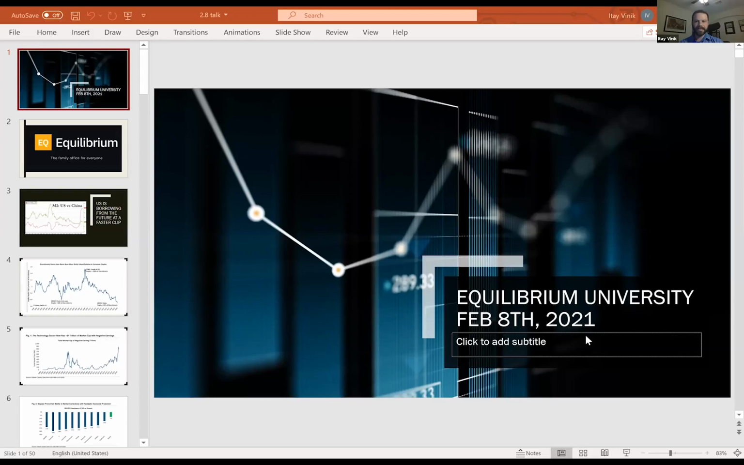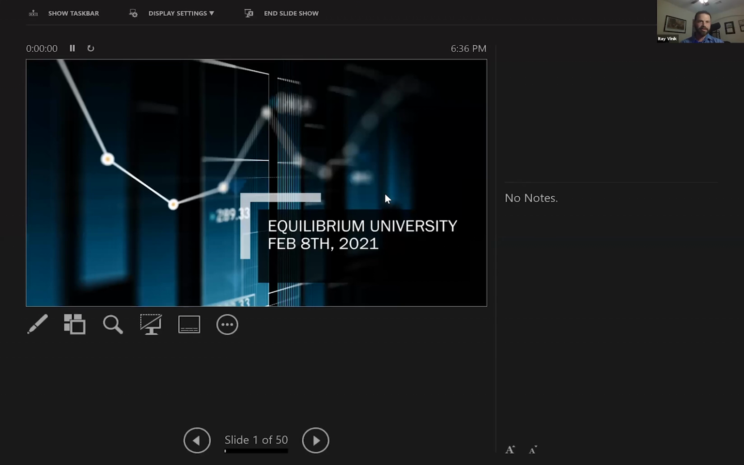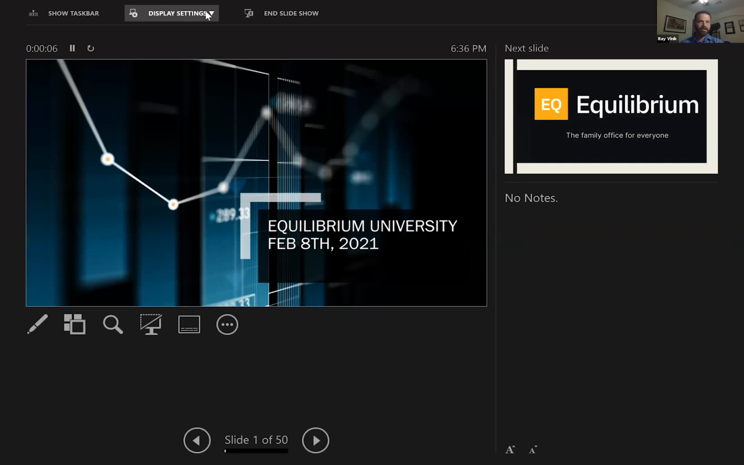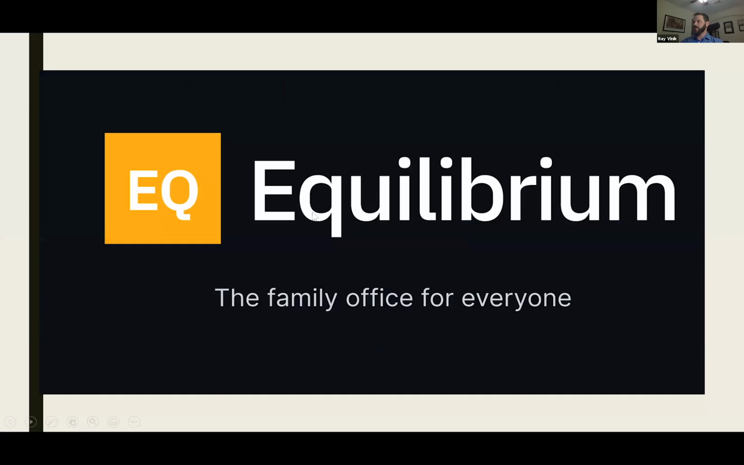Sounds good. So in the last call, we talked about a little bit of a history lesson of the US dollar, and we're going to continue that today. So as much as I wanted to give my 2 cents on what's currently happening with the US dollar today, I wanted to continue the history lesson just a little bit. So again, we're Equilibrium, family office for everyone.